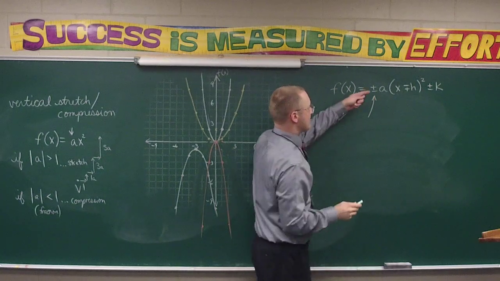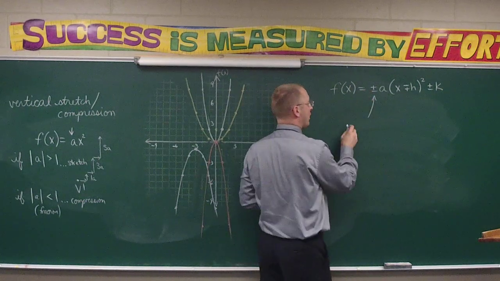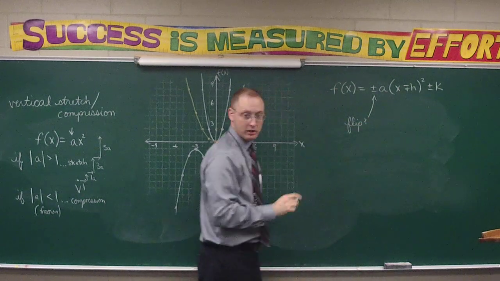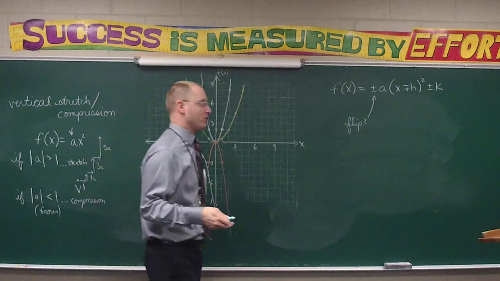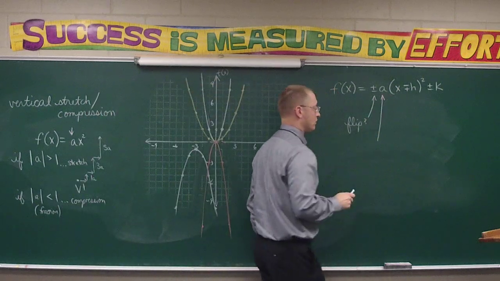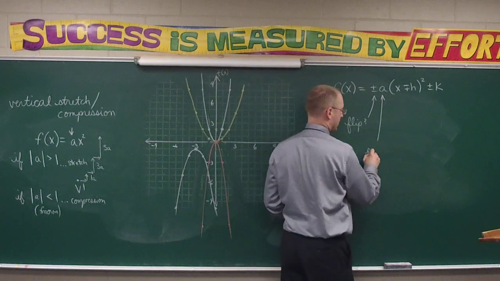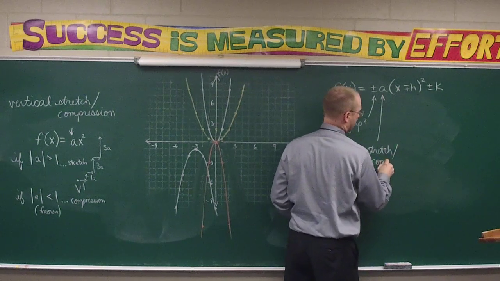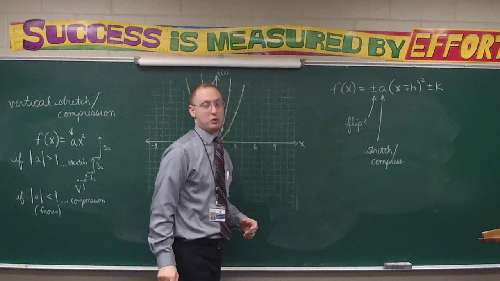First of all, the sign right at the very beginning tells you whether or not to flip it. So just write flip, question mark. That's the flip. If it's a negative, you flip. If it's not a negative, you don't flip. All right, what about the a? What does the a do? It stretches or compresses. Stretch or compress.